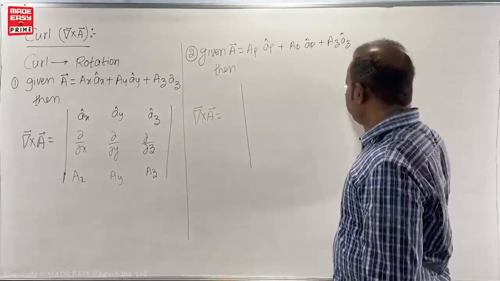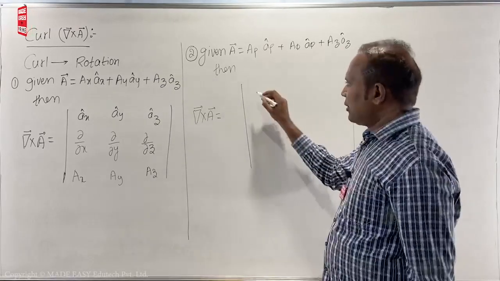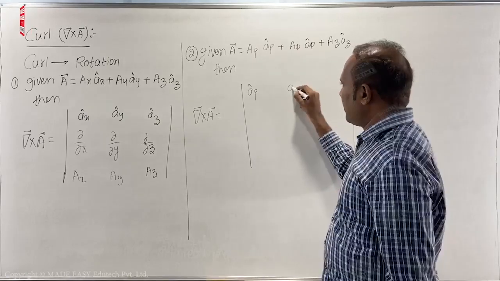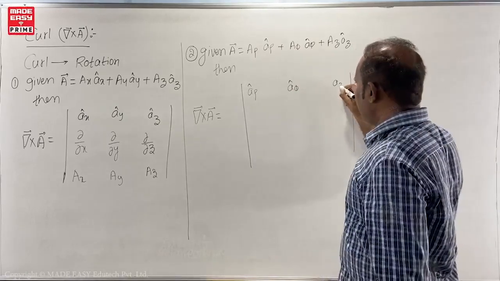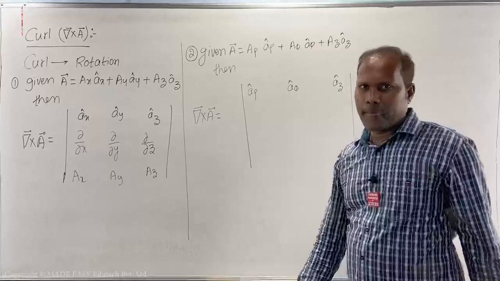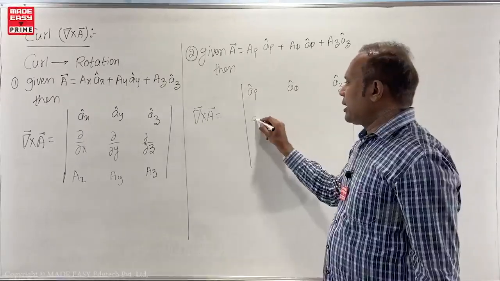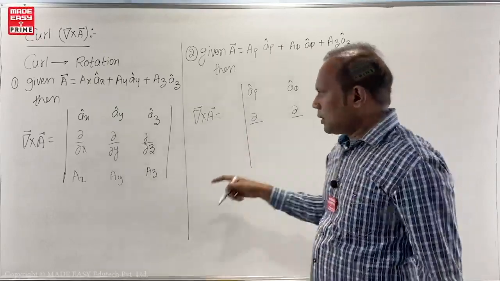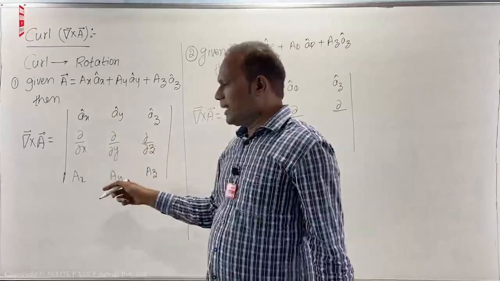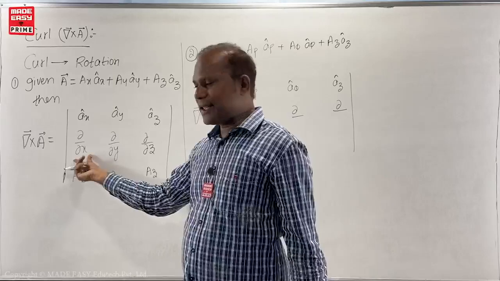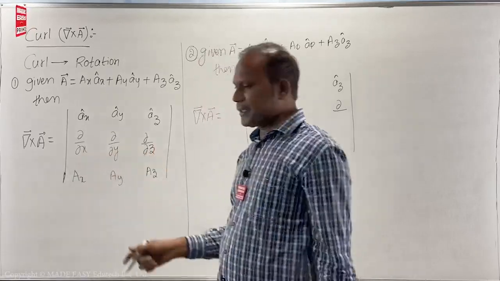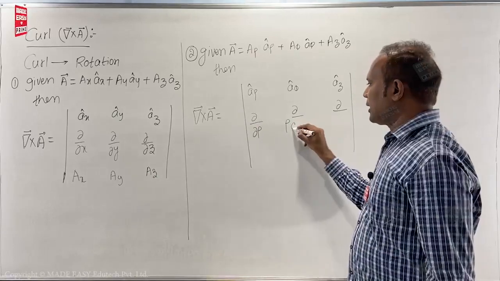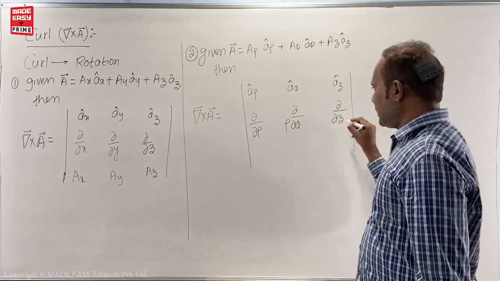Write similar to that. First, you have unit vectors in the first row: A rho cap, A phi cap, A z cap. Then del bar is nothing but dou by dou by dou by. Here, differential length in x direction, differential length in y direction, differential length in z direction. Similarly, here differential length in rho direction, differential length in phi direction, differential length in z direction.